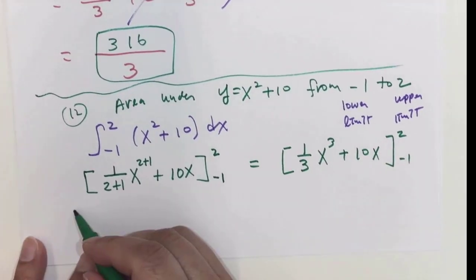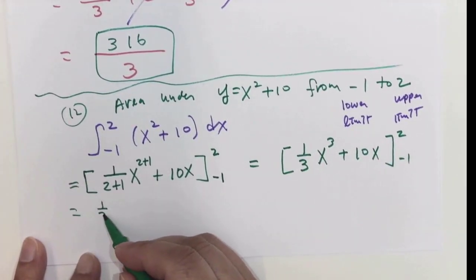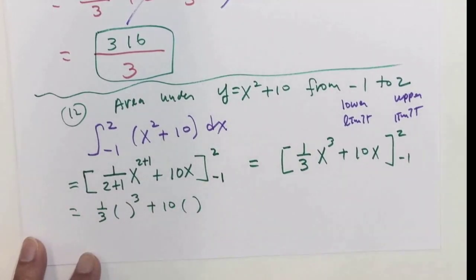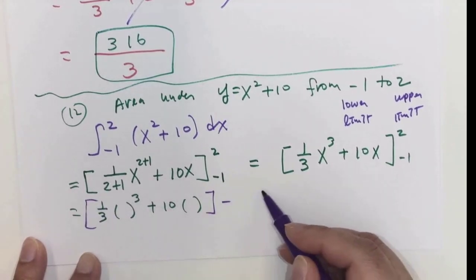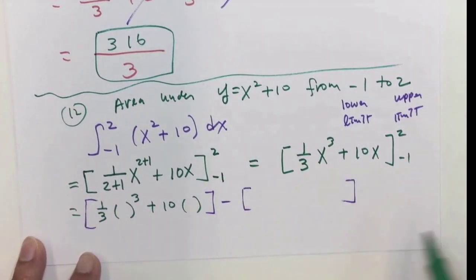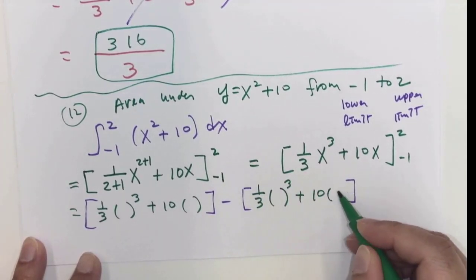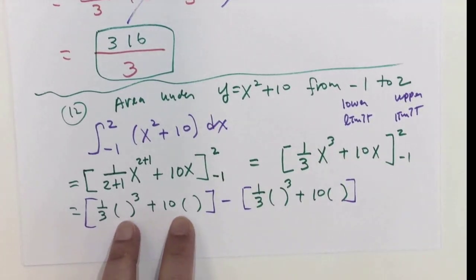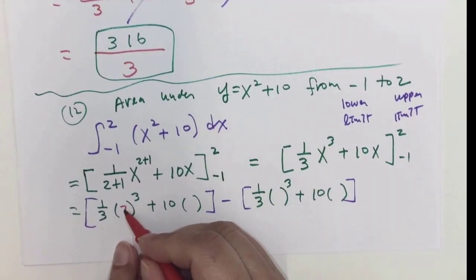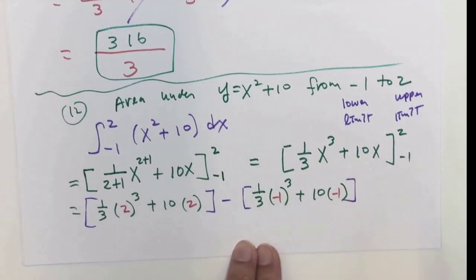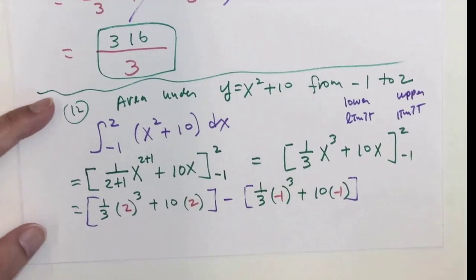Is that okay? So the first part we have 1/3 times something cubed plus 10 times something. This whole thing, we'll need to subtract the lower limit part, where we plug in the same thing: 1/3 something cubed plus 10 times something. The first part we're going to plug in what? 2, which is my upper limit, right? And the second part we're going to plug in -1, which is my lower limit, right? So now if you are good with a calculator, you can plug in the whole thing in the calculator. It will not bother me.